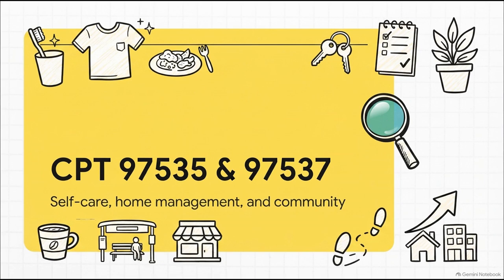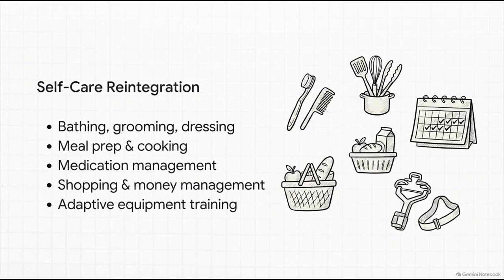Now, let's shift gears to 97535 and 97537. These shift the focus directly to daily survival and reintegration skills. While 97530 was about the physical mechanics of a dynamic movement, these codes are all about the actual tasks themselves. We're talking everything from basic personal hygiene and cooking to higher-level community tasks like managing money.